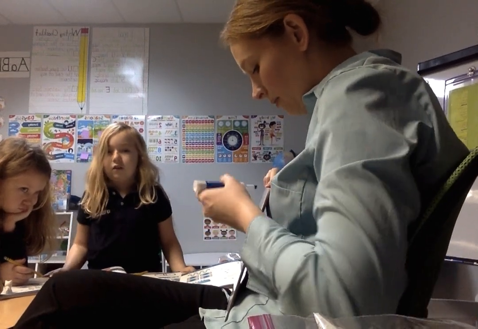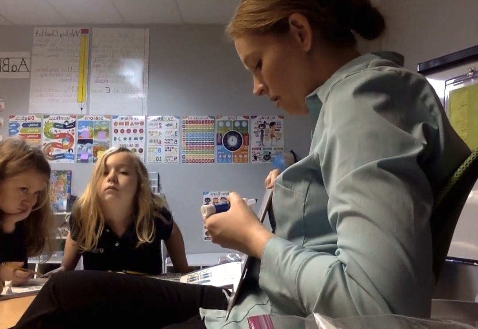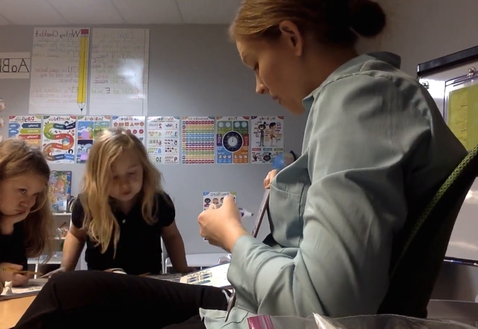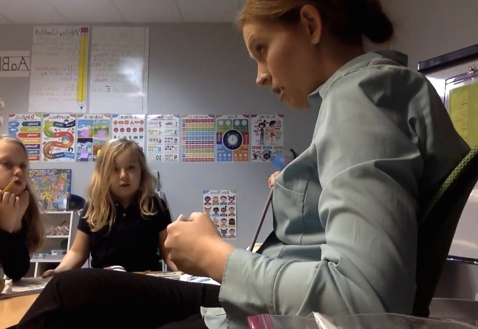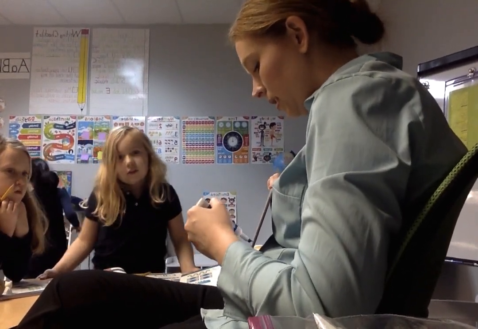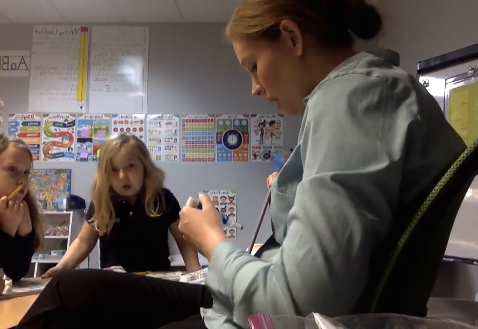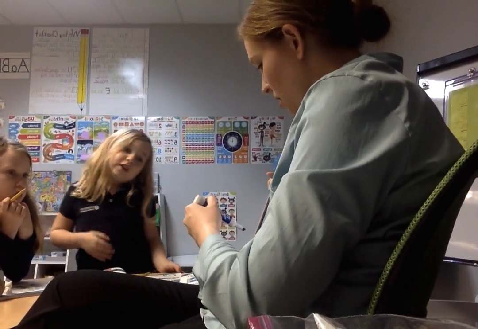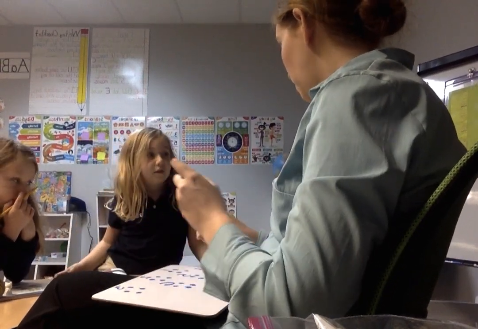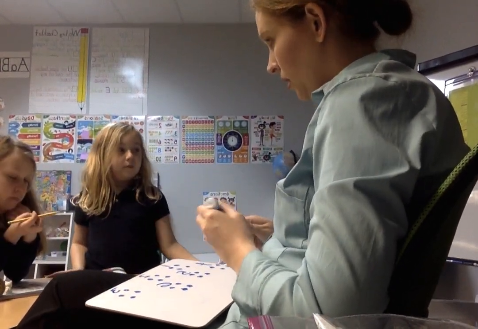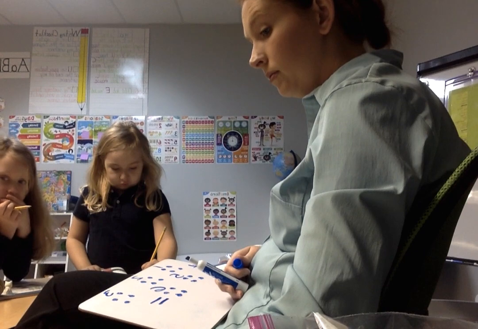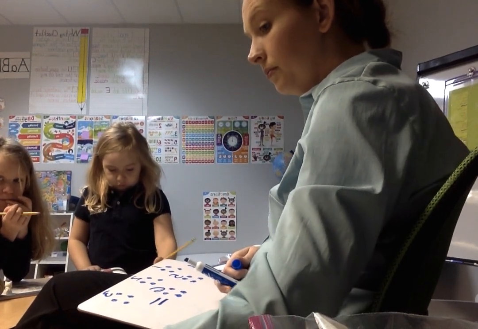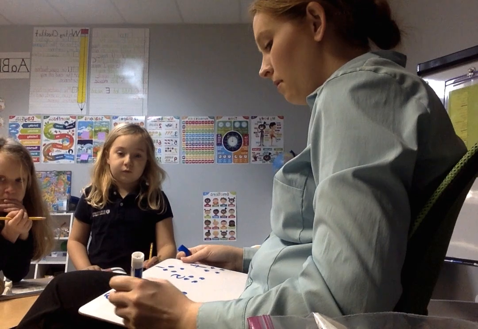Alright, let's add this together. 1, 2, 3, 4, 5, 6, 7. Count with me. 8, 9, 10, 11, 12, 13, 14, 15, 16, 17, 18, 19, 20, 21, 22, 23, 24. So what's 6 fours? What did we just find out? 24. Okay. 6 fours we found out was what?